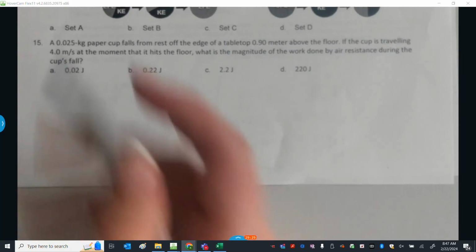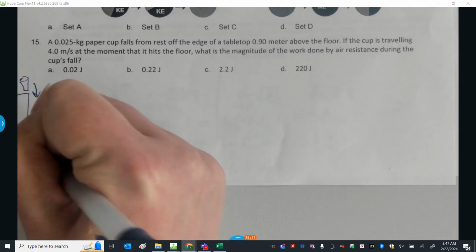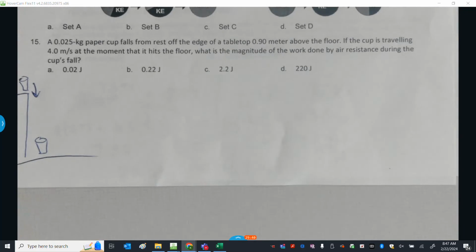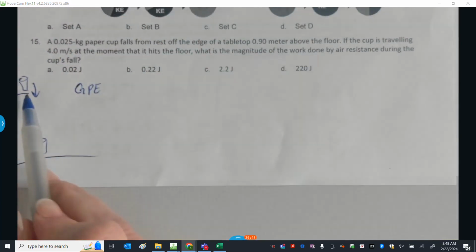It says, a 0.025 kilogram paper cup falls from rest off the edge of a tabletop 0.9 meters above the floor. If the cup is traveling 4 meters per second at the moment that it hits the floor, what is the magnitude of the work done by air resistance during the cup's fall? So, I know that I have a cup on a tabletop. I know that that cup is going to fall, and that right before it hits the floor, it's moving. And so I know that I have initially gravitational potential energy due to its height. And just that because it says it falls from rest.